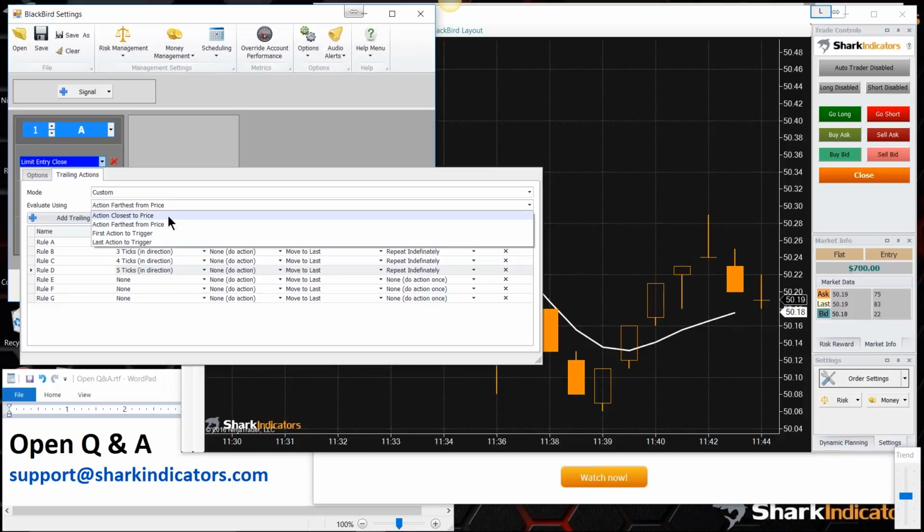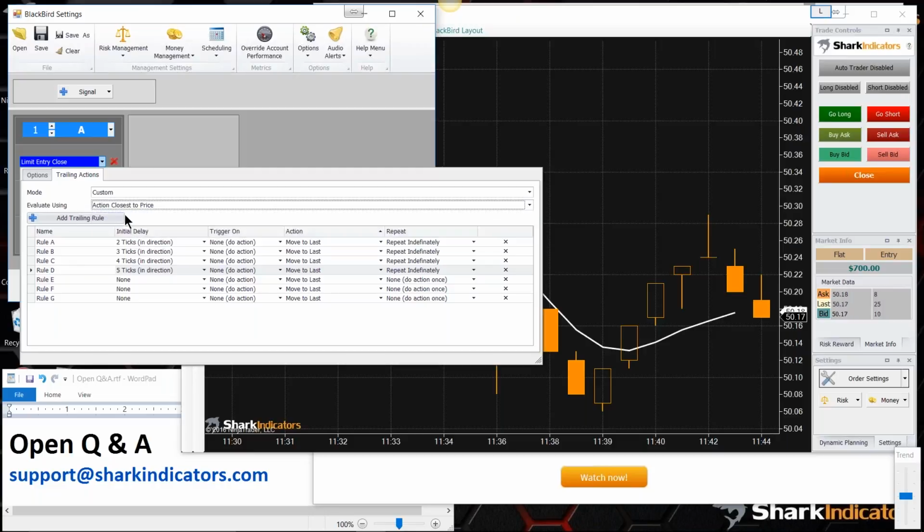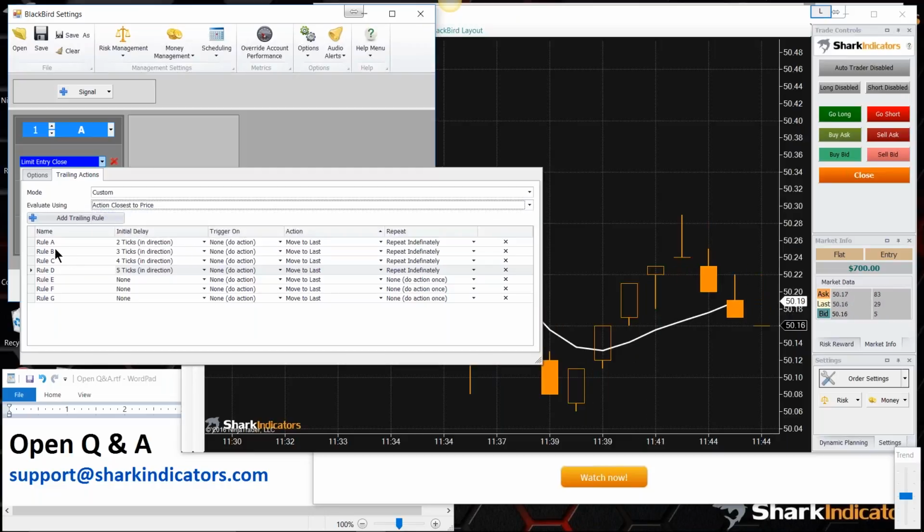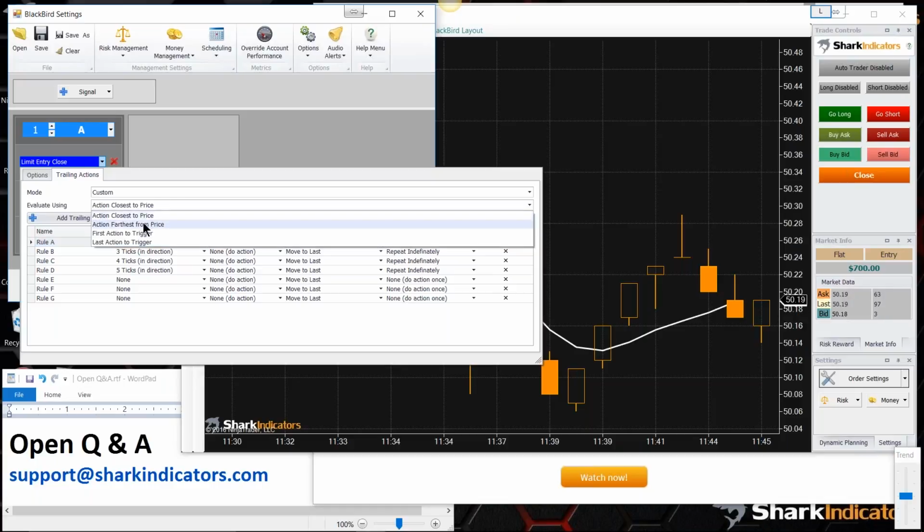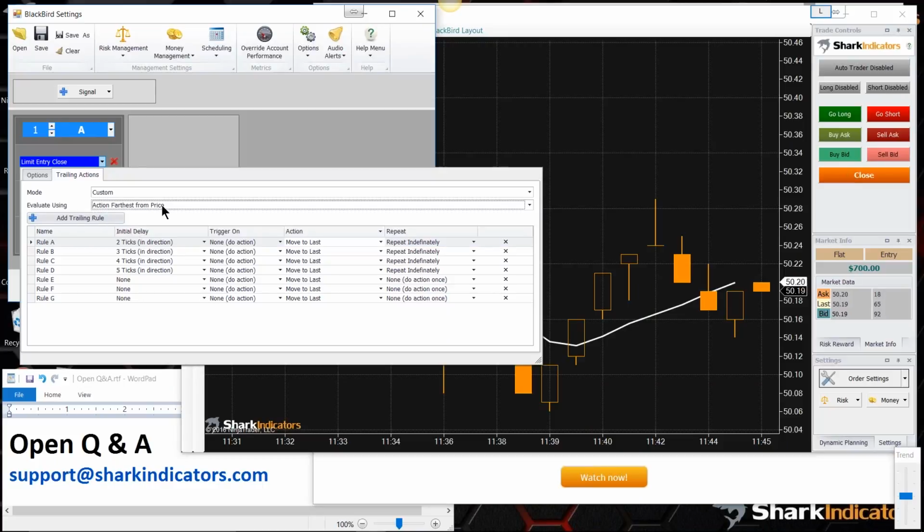The default is action closest to price. In other words, if rules A, B, C, and D are all valid and all wanting to execute, then BlackBird evaluates the actions and finds out which one of these actions will move the order closest to price. And then there's the action furthest from price.